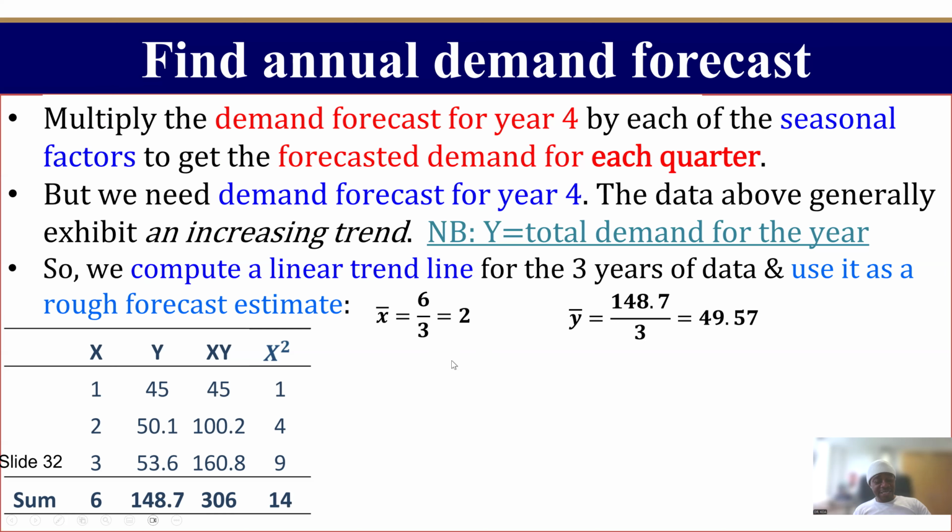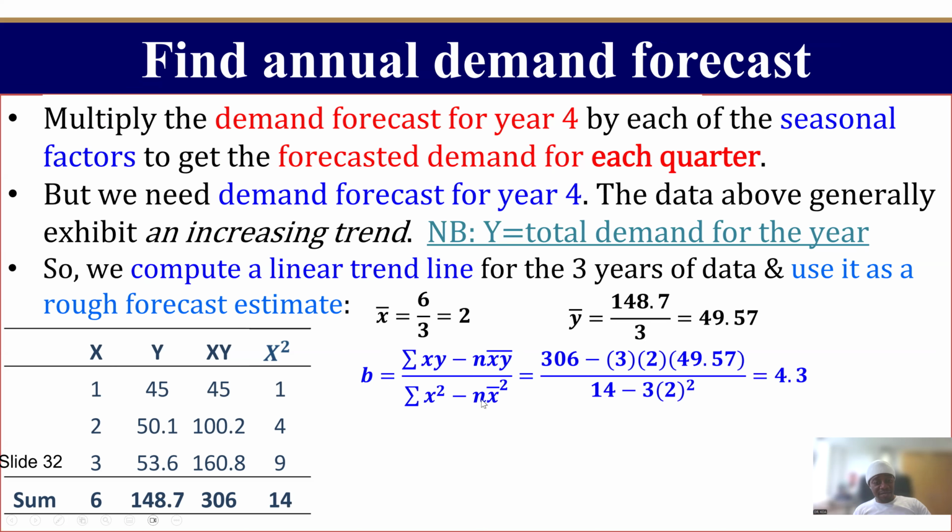Okay. What is the next thing? The next is to find the B, the formula. This B requires you to find sigma XY. And what is sigma XY? It's down here, it's 306. You substitute that 306 here.